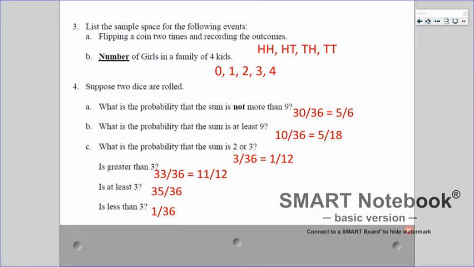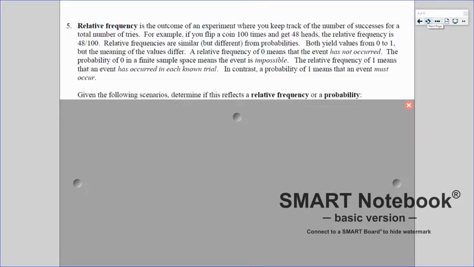All right, a little bit more vocabulary here. Relative frequency versus probability. Relative frequency is the outcome of an experiment where you keep track of the number of successes for the total number of trials. For example, if you flip a coin 100 times and get 48 heads, the relative frequency is 48 out of 100. The relative frequencies are similar but different from probabilities. Both yield values from 0 to 1, but the meaning of the values differ. A relative frequency of 0 means that the event has not occurred. Probability of 0 in a finite sample means the event is impossible. The relative frequency of 1 means that the event has occurred in each known trial. In contrast, probability of 1 means that the event must occur.